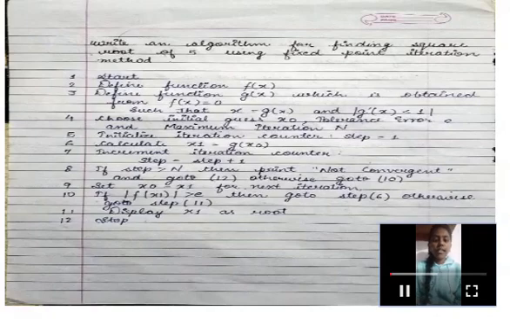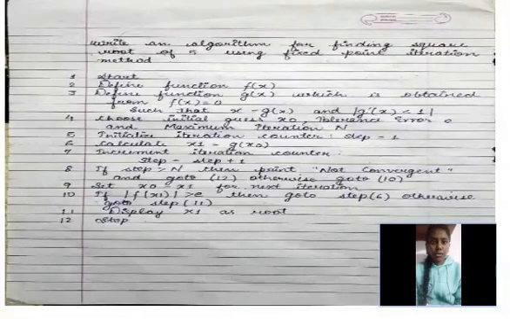Hello everyone. So today we are going to discuss the algorithm for finding the square root of 5 using the fixed point iteration method. So basically, we will perform some steps and we will get to our required answer.